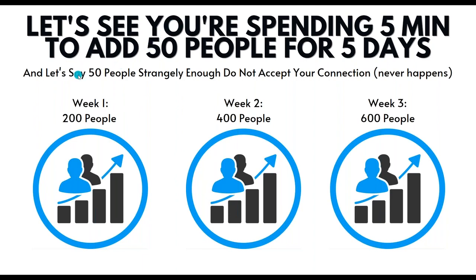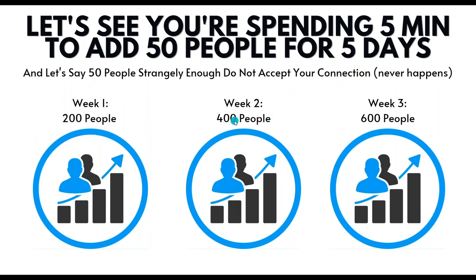Now, let's say for some strange reason, 50 people every day do not accept your connection, right? Which never happens, literally never happens. But let's say that that's the case. They may be inactive, or they didn't see it, or they accidentally declined. So that leaves 200 a week, right? Should be 250, but because 50 didn't accept, that's 200. Let's say we do week one, we got 200 people added. Obviously more, because no way that 50 people won't accept, but let's say bare minimum 200 people.